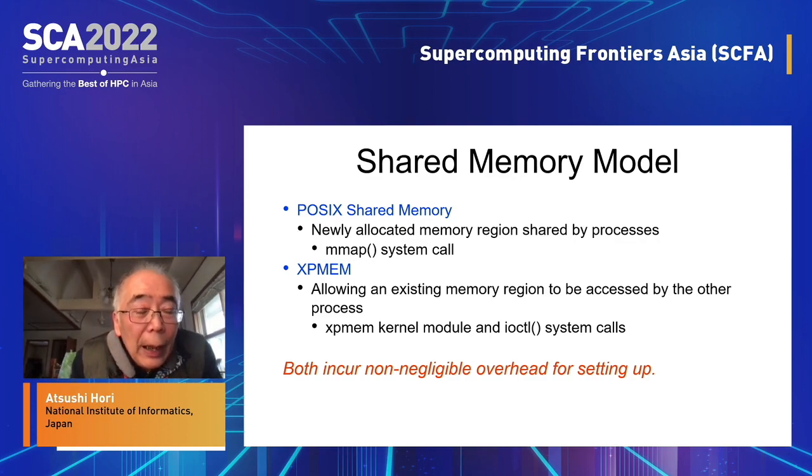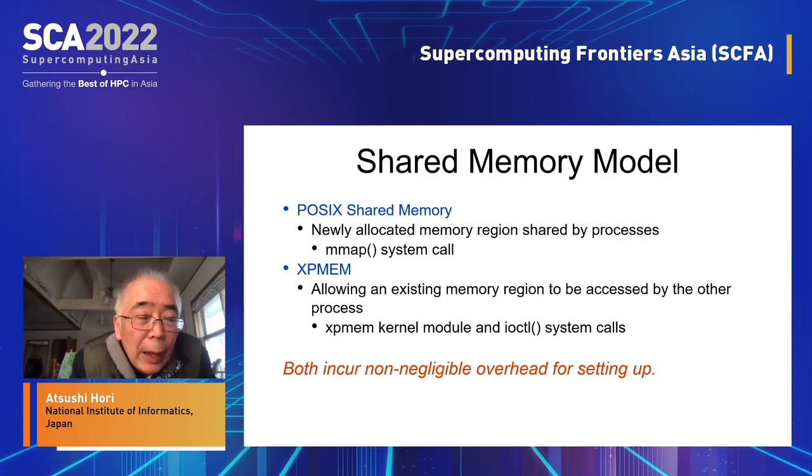There are two famous techniques. One is POSIX shared memory, and the other is XPMEM, or cross memory attach. In POSIX shared memory, say an MPI process wants to send a message to another. The sender first allocates a memory region, and the receiver attaches that allocated memory region to share the physical memory. To do that, the sender and receiver have to call the mmap system call.